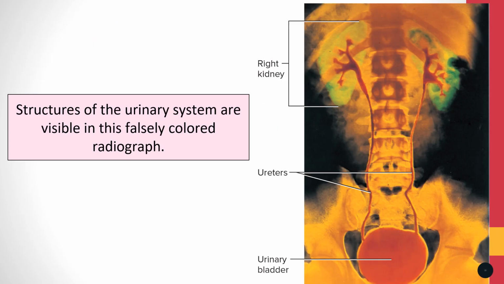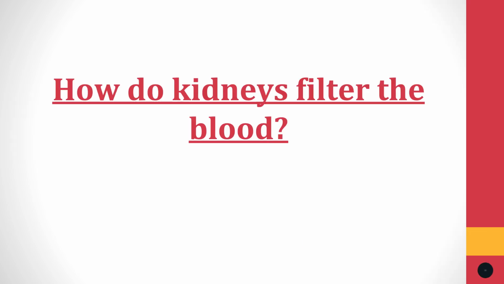Here is just another visual for you all. These are the structures of the urinary system that are falsely colored on a radiograph. So you can see, again, those ureters, you can see everything moving up into the kidneys, and then you can see all the way down into the bladder.